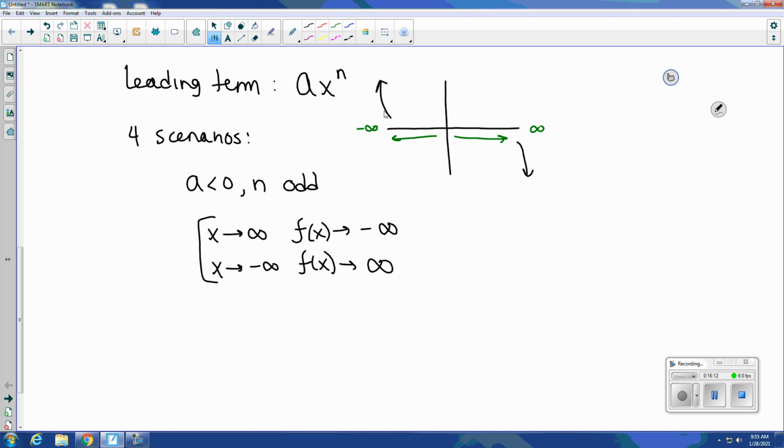So that's all you have to look at, and that is how you determine end behavior for the polynomial. Only four scenarios. If you know the two positive cases, or you can analyze or derive the two positive cases, then you know the two negative cases through the idea of reflections.